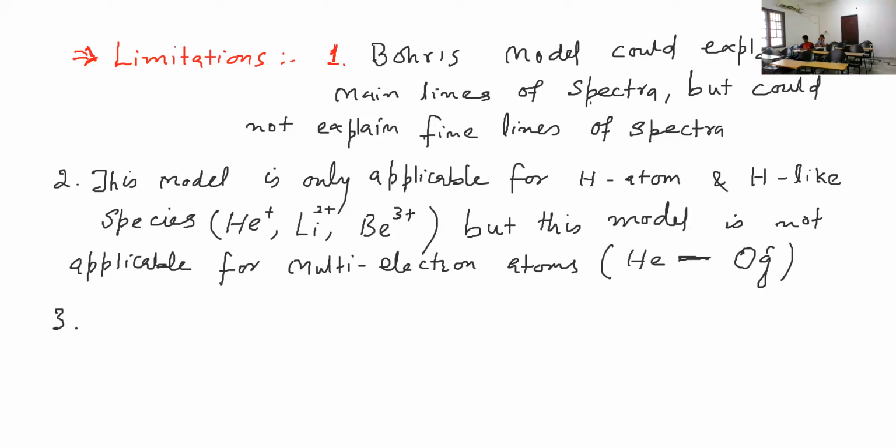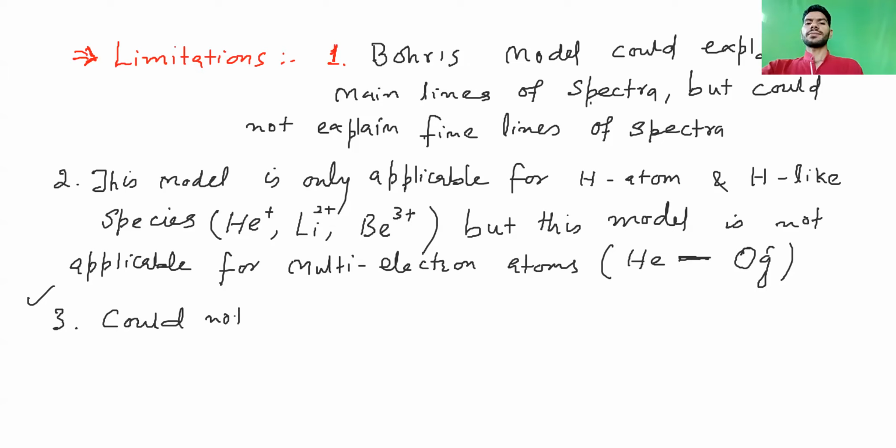The third limitation is that Bohr's model could not explain the Zeeman and Stark effect. So there are two important effects: one is known as the Zeeman effect, and another is known as the Stark effect.